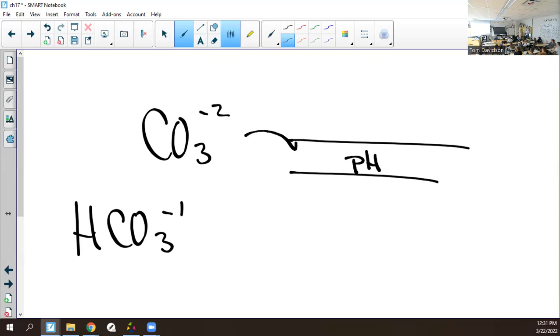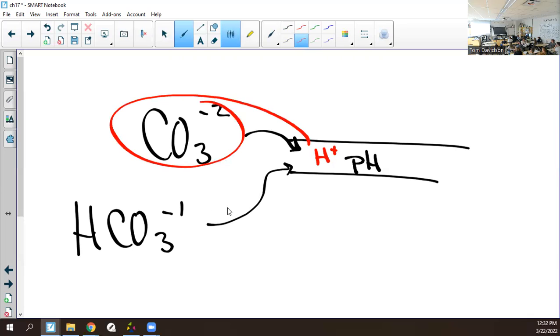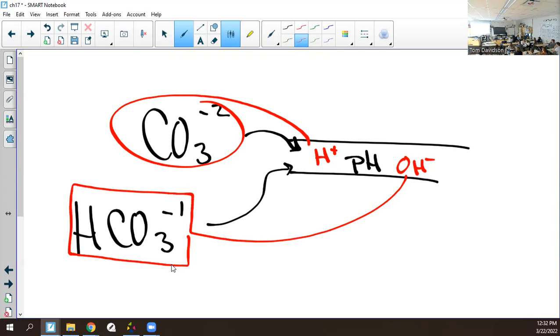In your blood, you have both of these substances. One of them, if there's excess H plus, will bond with it. And another part in your blood, if there's excess OH minus, will bond with it. Wait, so it's like your body uses the equilibrium constant and you're able to not die. Exactly. So we don't need to test on it.